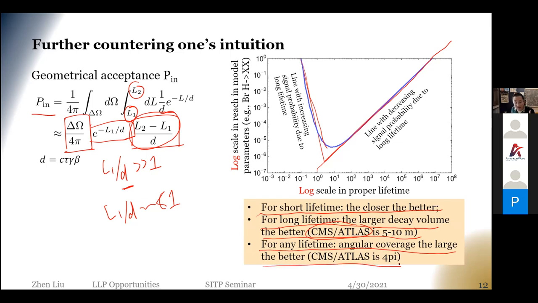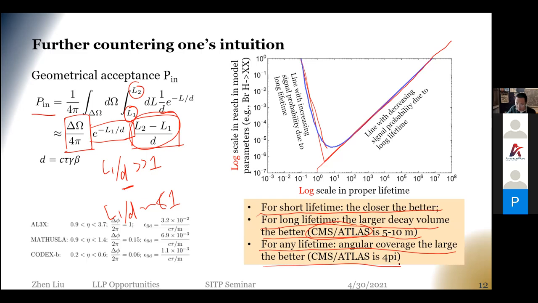And there's only one kind of detector that has 4-pi coverage. That is ATLAS and CMS, the LHC main detectors, which happen to be not on the map of many people thinking about long-lived particle searches. And that's one of the points I try to make in this talk. Just to give you a sense, the typical coverage for the other detector proposals is about 10 to the minus 2 to 10 to the minus 3 smaller than the LHC to begin with, because none of them would have 4-pi coverage. And also, typically, they are not large either.